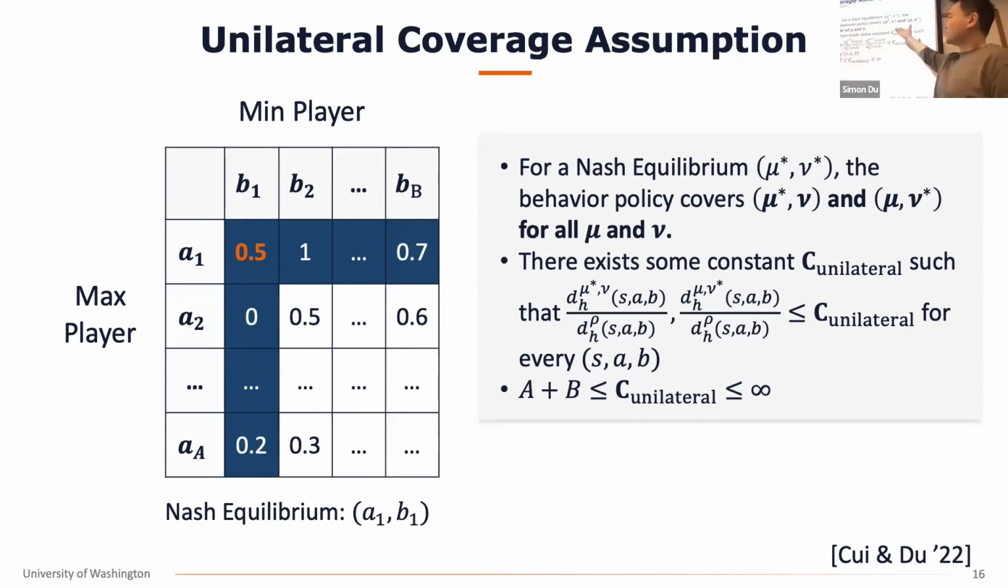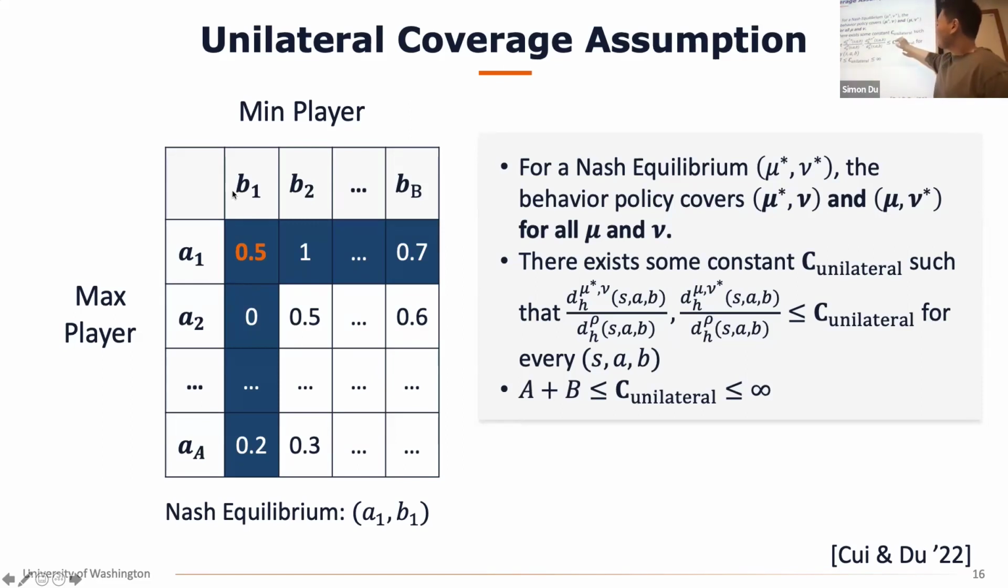So given this mu star, we need to know all the information about what the reward is like for all the other scenarios on the second player. And similarly for mu nu star, given nu star, we want to know all the information for different mu. Okay, so intuitively this corresponds to the left plot. So let's say A1 B1 is Nash equilibrium. We not only need to cover A1 B1, we also need to cover the entire row and the entire column in order to recover this Nash equilibrium.